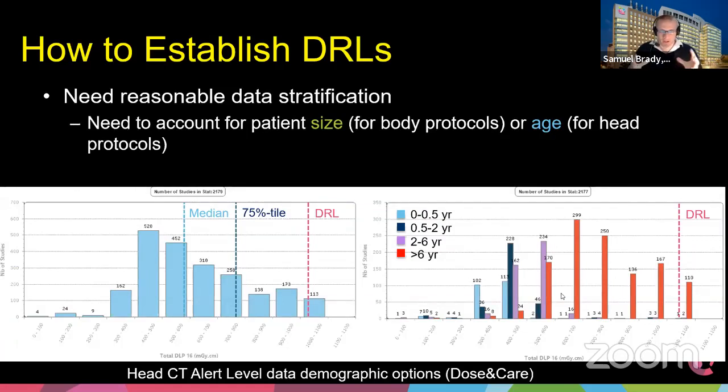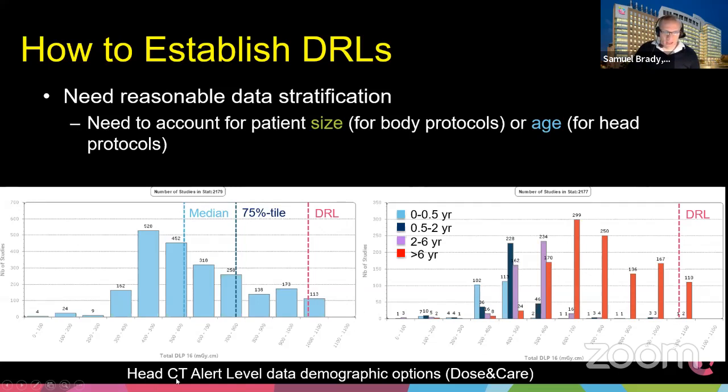All right, so now that you've collected this dose data and you're calculating DRL, you need to account for patient size when you're doing DRL calculations for the body, so chest, abdomen, pelvis, and age, generally, for your head protocols. I give this example on the left.